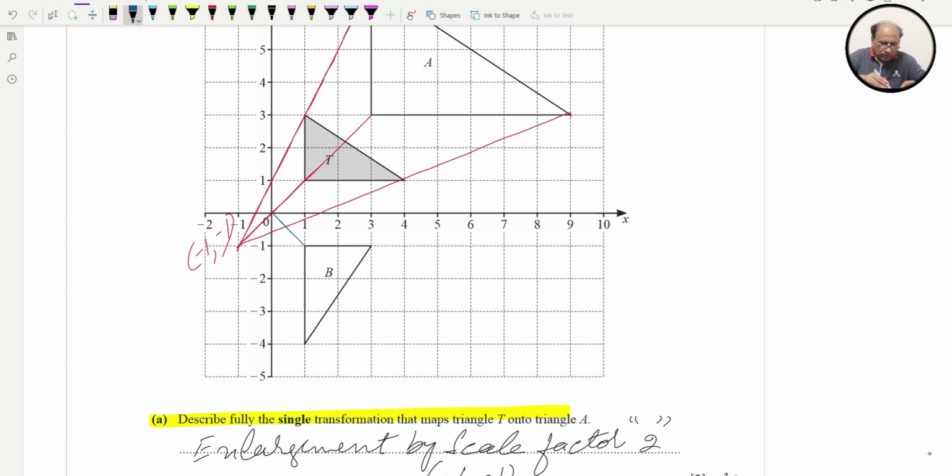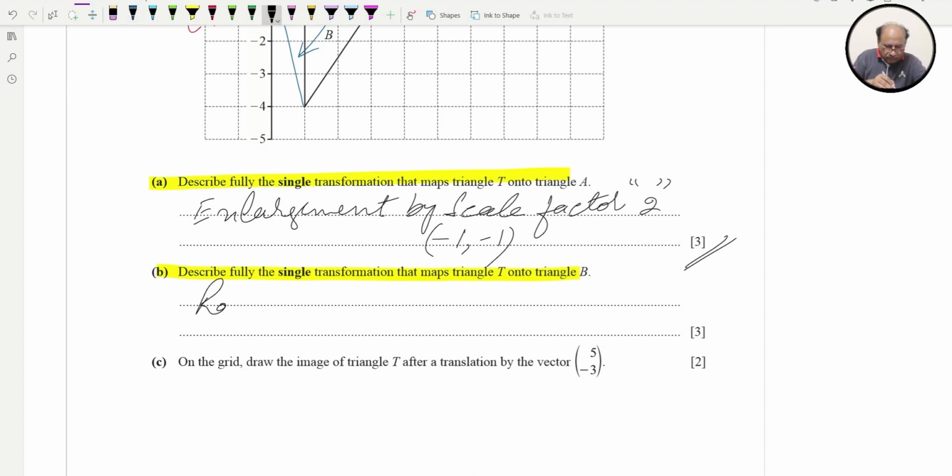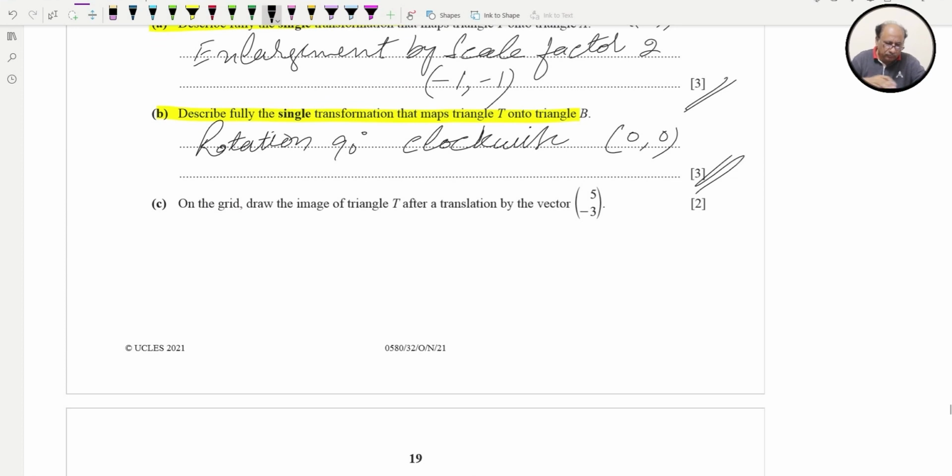So this line is 90°, and if you join this line, this line, this one, and this one, these are all making an angle of 90°, and this is up to this one clockwise 90° about the origin. So for rotation, we'll write rotation 90° clockwise, and the center of rotation is (0, 0). So this is also a 3-mark question. You will have to provide all 3 pieces of information.